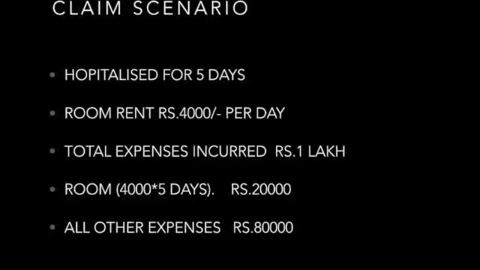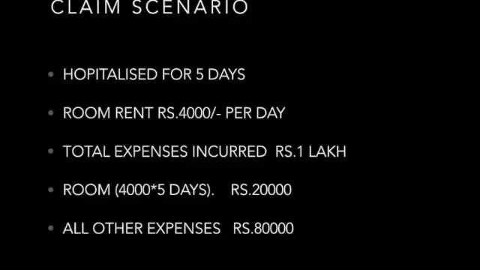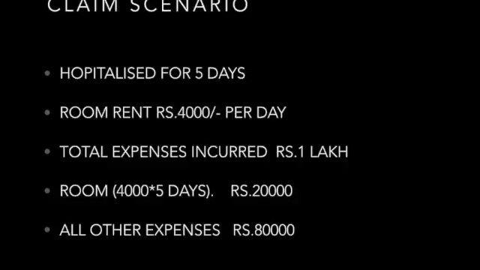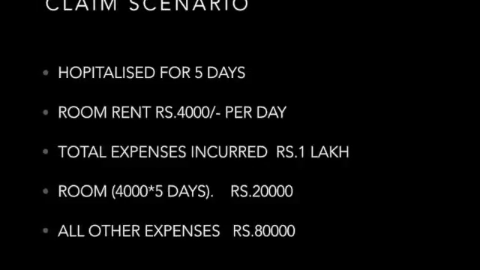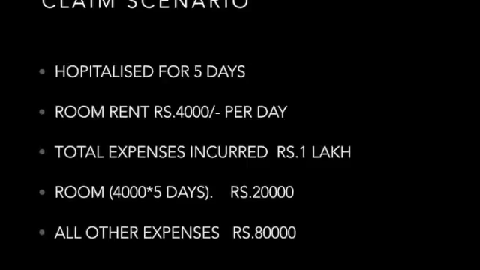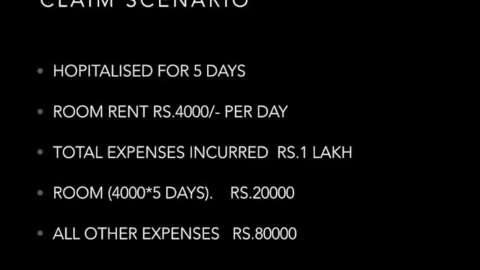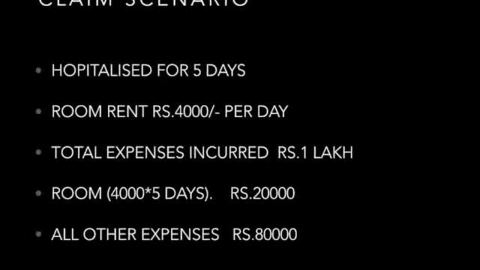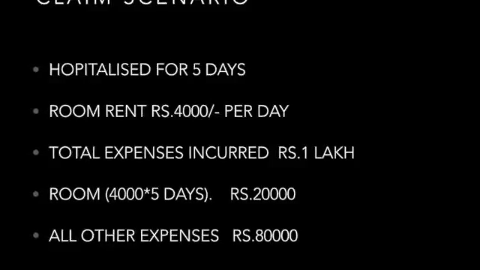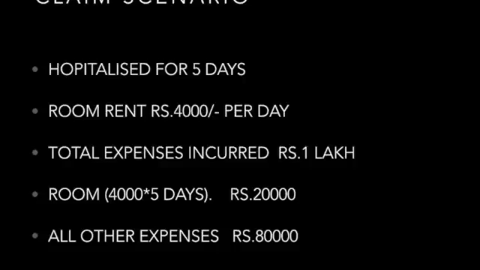Supposing he couldn't find a room for rupees 2,000 and stayed in a hospital room of say 4,000 per day, the total expenses incurred would be: room rent for 5 days at 4,000 per day, which amounts to rupees 20,000, and surgery, doctor fees and other expenses which amounted to rupees 80,000. The total claim made by the insured in this case is 1 lakh, which is well below the sum insured.